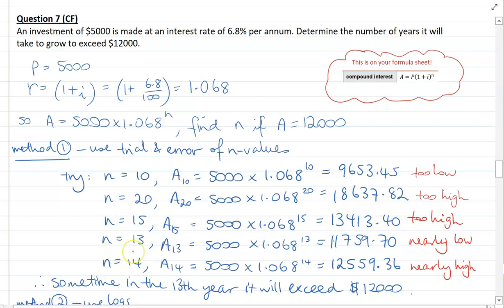So then I dropped it to 13 years. Nearly there, but just a bit too low. Once I refined that to 14 years, I found that we had exceeded the $12,000 we're after. So I concluded that sometime in the 13th year, it will exceed $12,000.